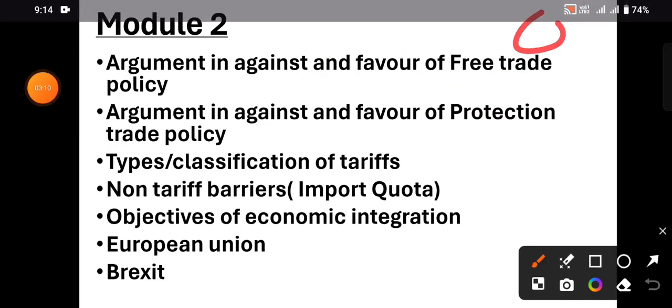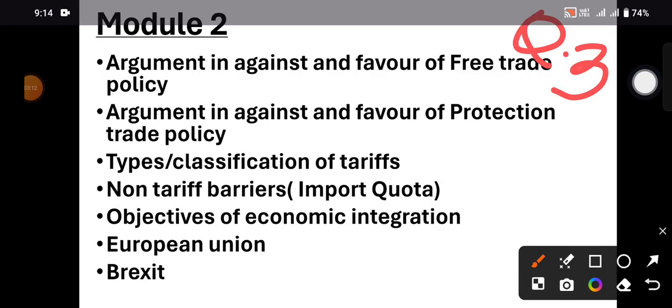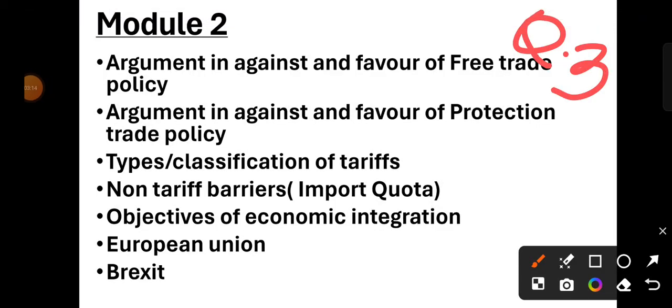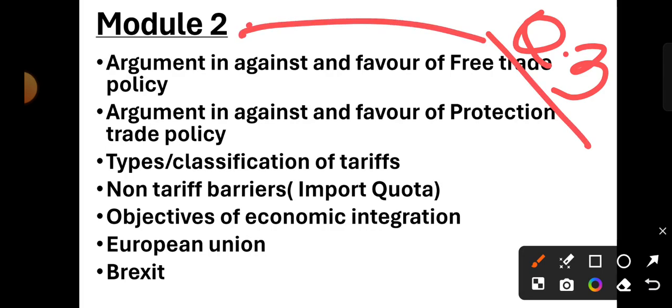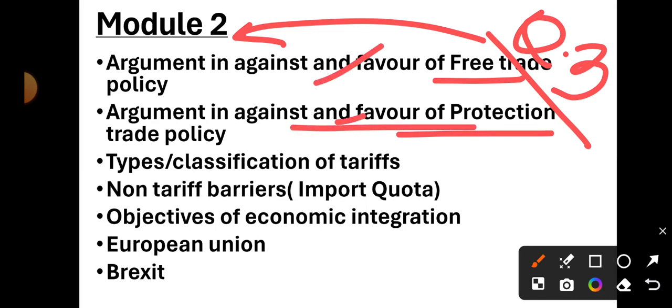Whatever question comes in question number 3 will come from module number 2. So free trade policy and protectionist trade policy की कुछ arguments हैं, against में हैं, कुछ favor में. Simply, they are talking about the merits and demerits of free trade policy and protectionist trade policy. इन दोनों में से कोई एक question के आने के बहुत ज़्यादा chances हैं. So never skip these questions, friends. Do practice these questions.